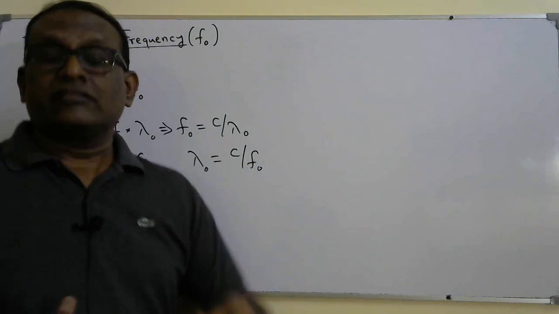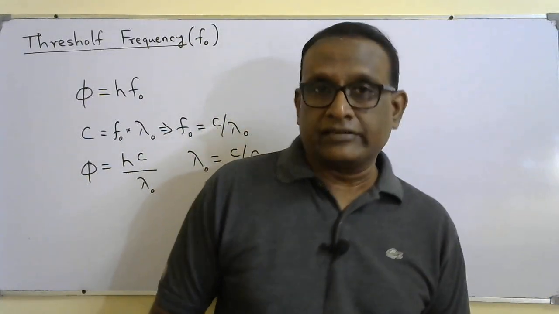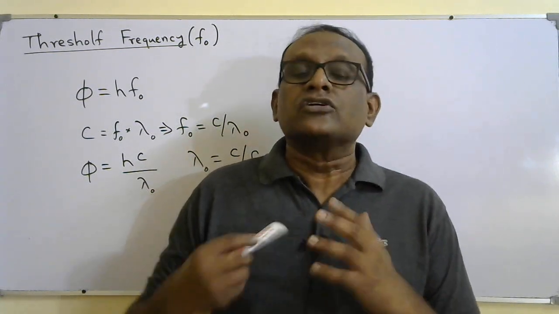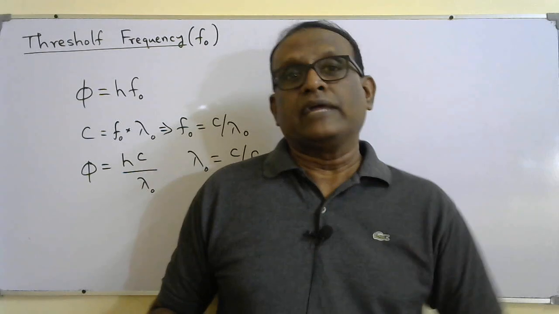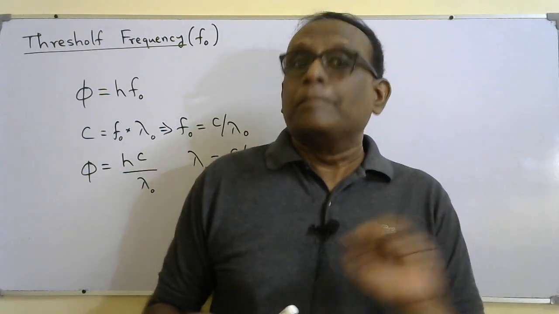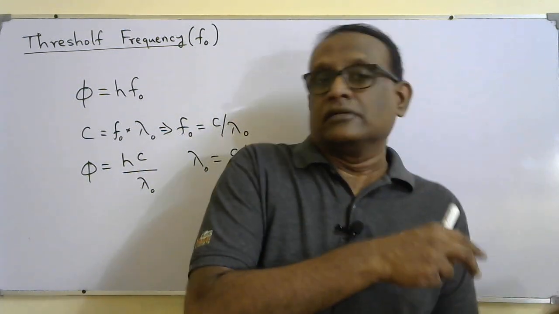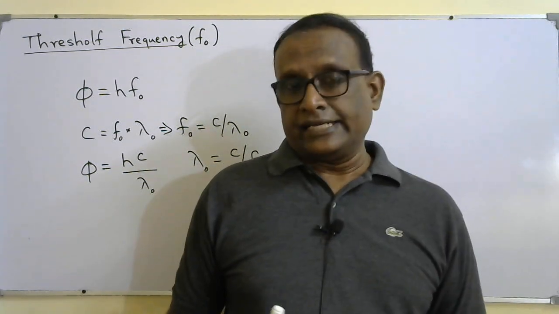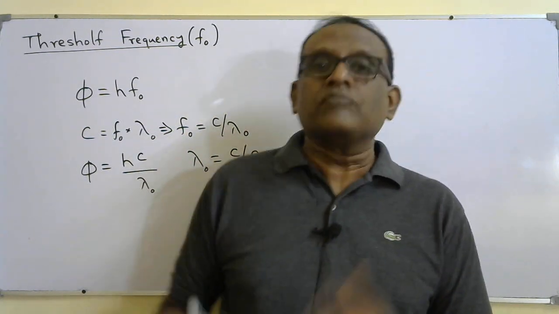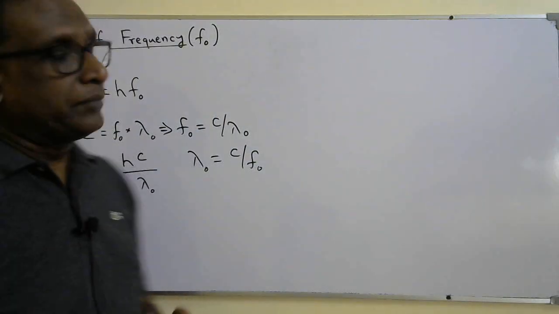So how do we define the threshold wavelength? The maximum wavelength of an electromagnetic radiation to remove an electron from the surface of a metal is defined as the threshold wavelength of the metal. It's a property of the metal, but the frequency or wavelength is required from the electromagnetic radiation. So threshold wavelength is defined as the maximum wavelength of electromagnetic radiation to remove an electron from the surface of a metal.